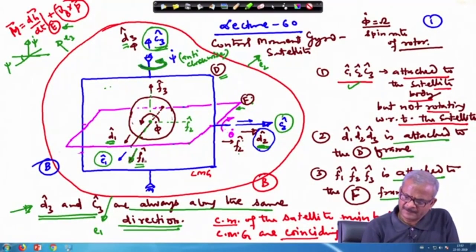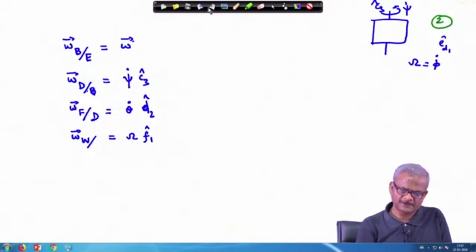Now, f 1 cap will change direction, d 2 cap will change direction with respect to the satellite, all of them are changing. Okay. So, with respect to the satellite f 1 will change, and also this changes with respect to the d frame and so on. So, this procedure we have to carry out. Okay.